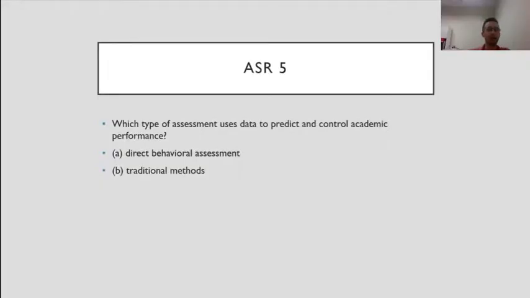ASR 5. Which type of assessment uses data to predict and control academic performance? Is it A, direct behavioral assessment, or B, traditional methods? A couple more seconds. We're going to close the poll. The answer here is A, direct behavioral assessment. ASR 6, descriptive, not prescriptive, refers to which approach to the use of data during academic assessment? A, direct behavioral assessment, or B, traditional methods?